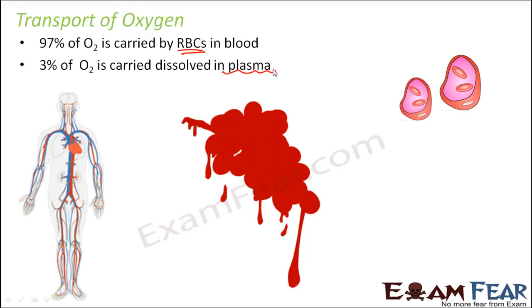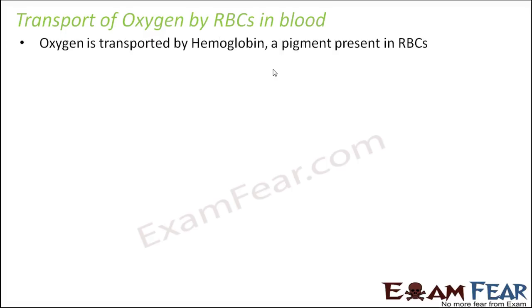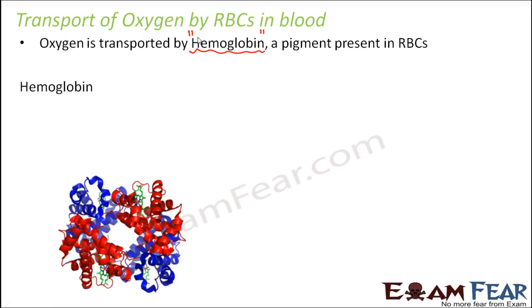Now the question is, what special is there in the red blood cells that helps to carry oxygen? So now, transport of oxygen by RBCs in the blood. We will try to understand who carries it and how. Oxygen is transported by hemoglobin, which is a pigment present in the RBCs. So hemoglobin is the hero here. It is the one who is going to carry the oxygen.